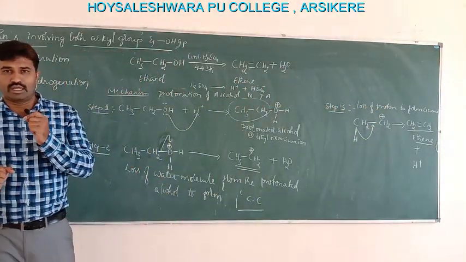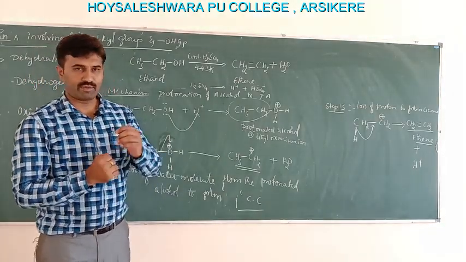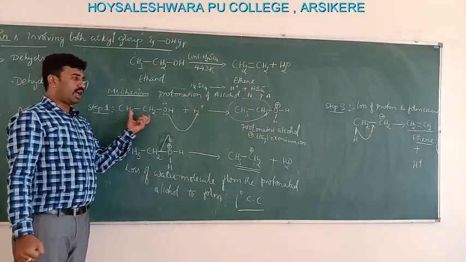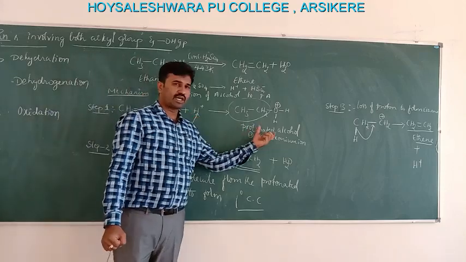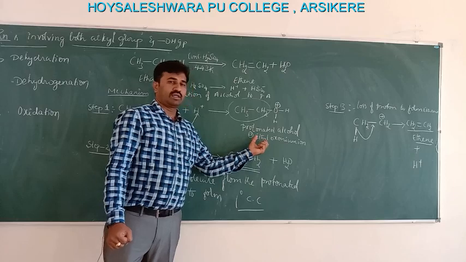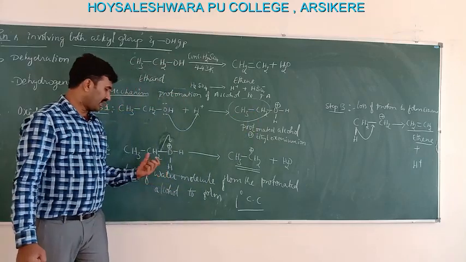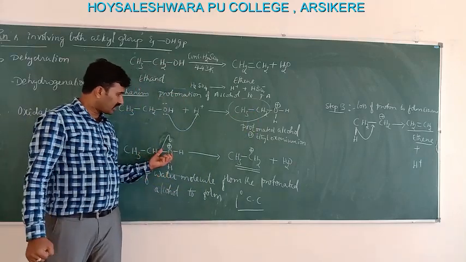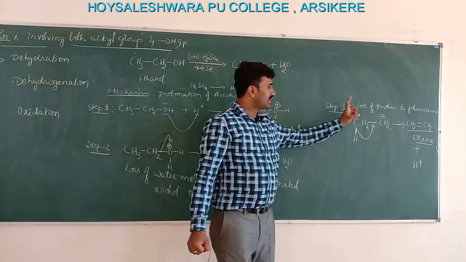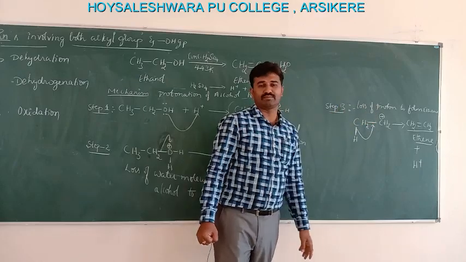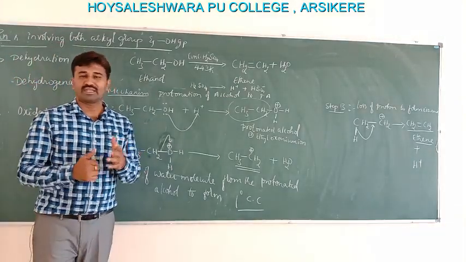So, the dehydration of alcohol to alkene involves 3 steps. In step 1, alcohol undergoes protonation to form protonated alcohol, or for this example, ethyl oxonium ion. From the ethyl oxonium ion, there is a loss of water molecule to form primary carbocation. In the last step, there is a loss of proton to form ethene. So, this is the mechanism. This mechanism is very important from the exam point of view. It will be for 3 marks.